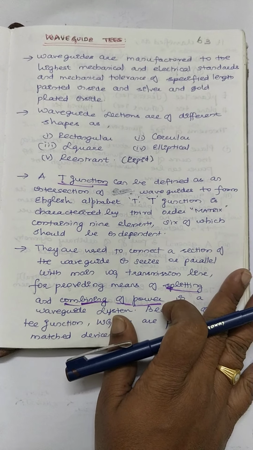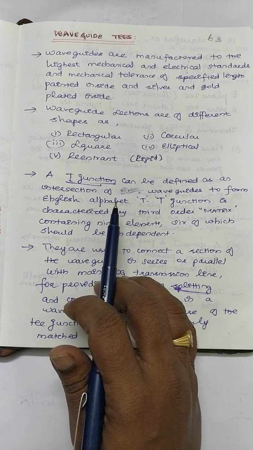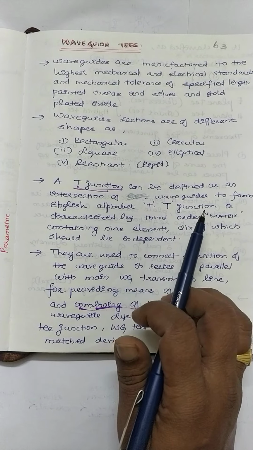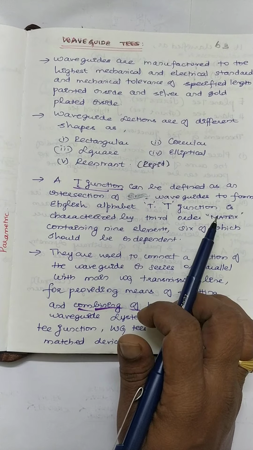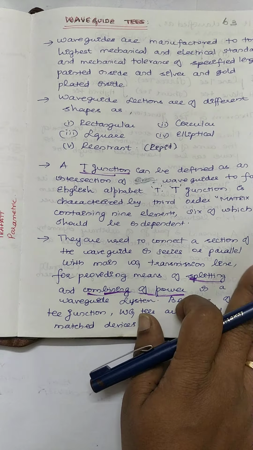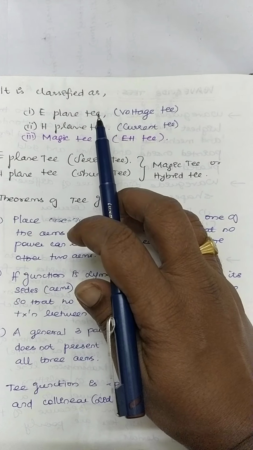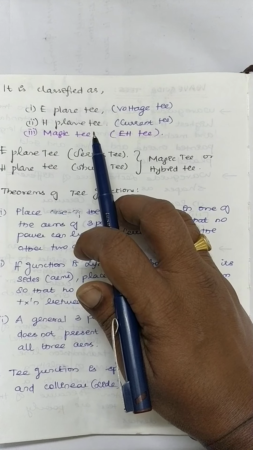Let us learn the definition of T section. It is just the intersection of waveguides to form the English alphabet T. They are also generally characterized by a third order matrix with 9 elements, in which 6 are independent. Now we will go into the types of waveguide T's: E-plane T, H-plane T and the magic T.